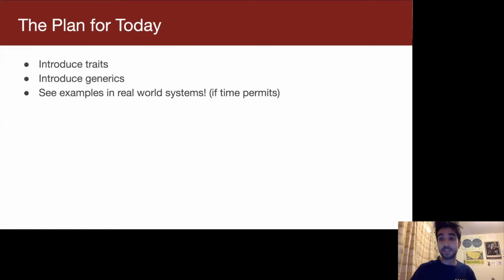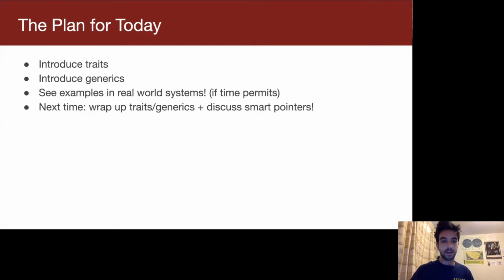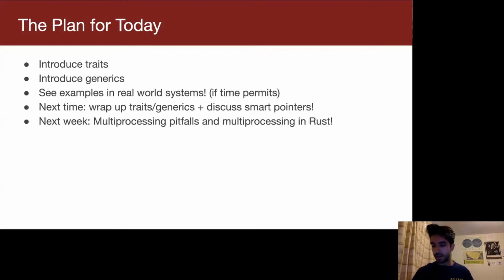And if time permits, I would love to show you an example in a real world system, in an embedded operating system called Tock, where you can actually see really cool examples of traits at play in very low level OS kernel code. And the next time, this Thursday, we're going to be wrapping up traits and generics, and we will be discussing smart pointers, ideally. So just trying to make it adaptive based on how far we get today. So I'm going to keep an eye on the time.